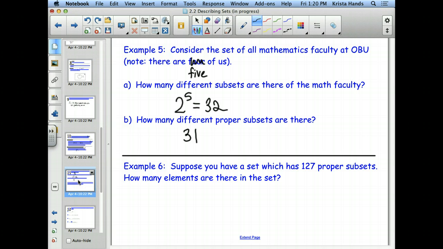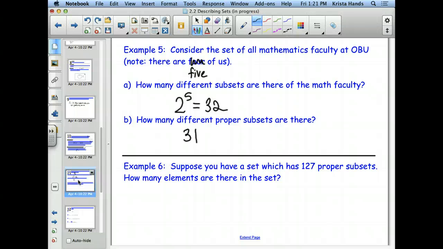The question on number 6 is a little different. It says, suppose you have a set, and the set you know has 127 proper subsets. The question then is, how many elements are there in that set? So you could do trial and error, right? You could say, sounds like maybe there's a bunch. I mean, 127, that's a lot. Maybe I think there's 10 in the set. And you could take 2 raised to the 10 power, then minus the 1, and see if that's 127. So you could go through some combination of those things. That's a problem-solving strategy that would work.